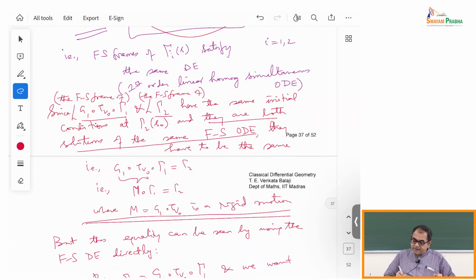So what you will get is T cap, B cap, N cap of G1 circle TV naught circle gamma 1 is the same as the T cap, B cap, N cap for gamma 2. But this will give you T cap of G1 circle TV naught circle gamma 1 equal to T cap of gamma 2. You have to integrate that from S naught to S to get G1 circle TV naught circle gamma 1 equal to gamma 2. I'm sorry, I meant that, but I didn't say it. So let me write it here.